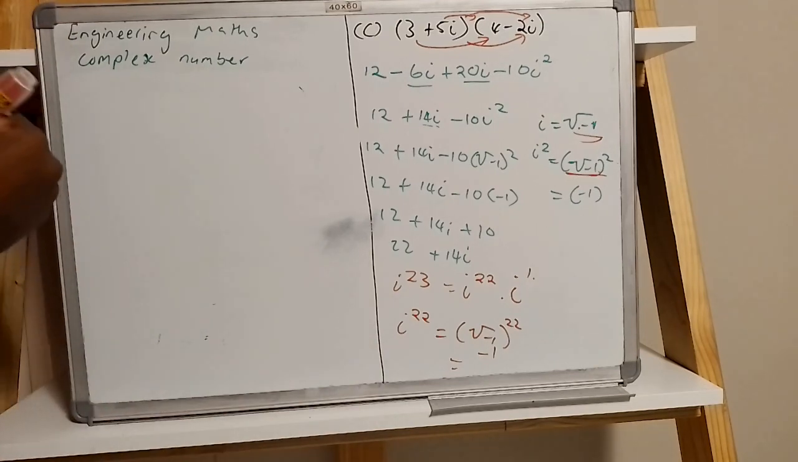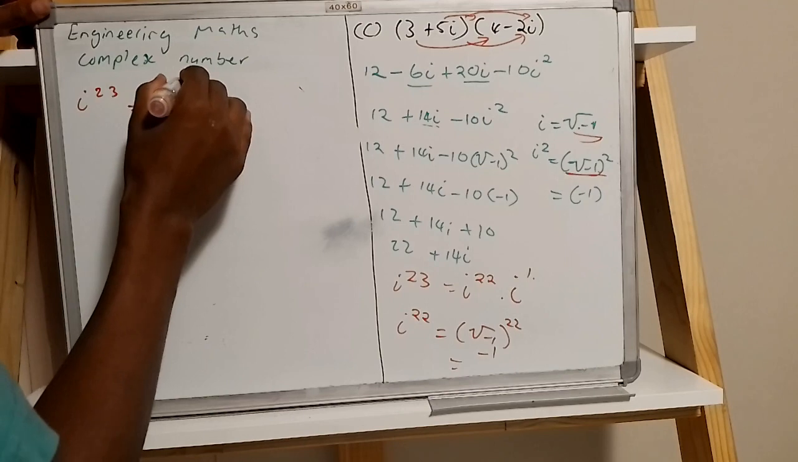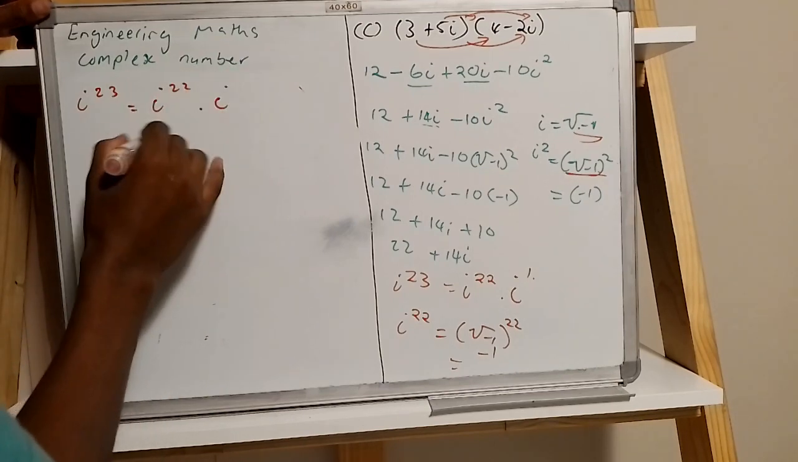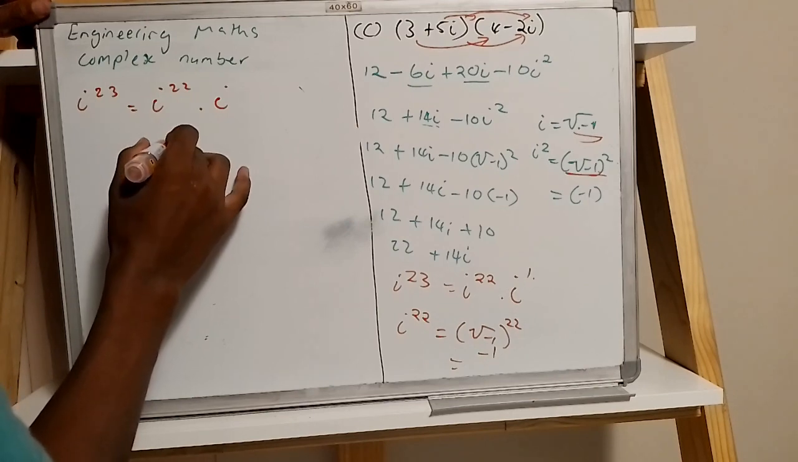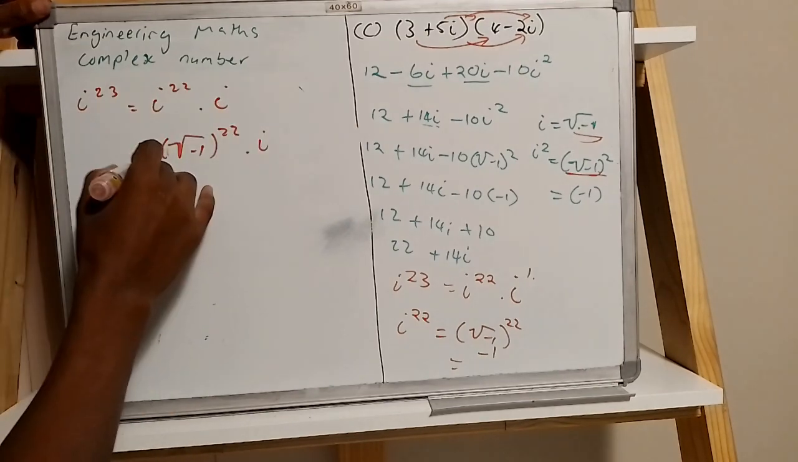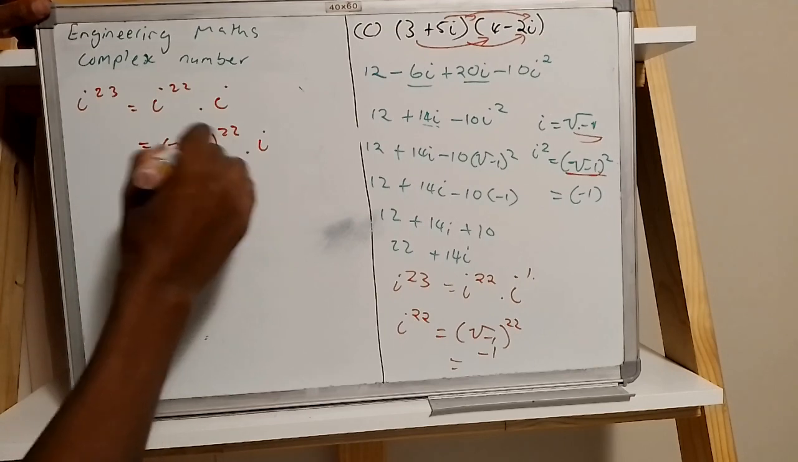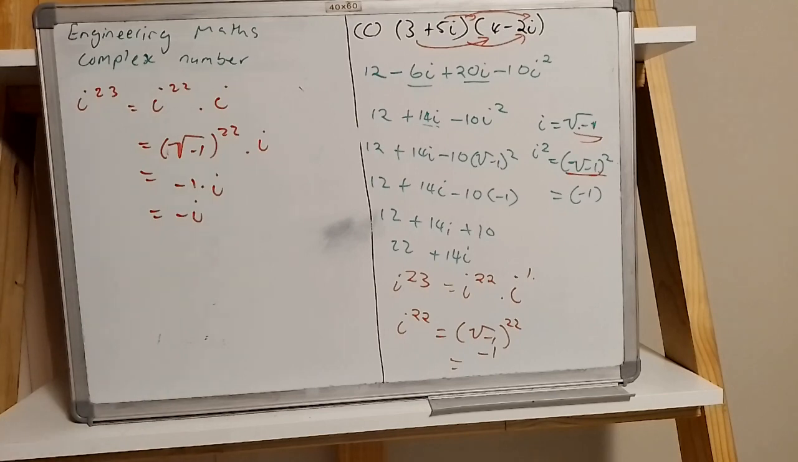So if I have i to the power 23, this can be written as i to the power 22 multiplied by i. Then this will give me negative 1 to the 22, multiplied by i. And this will give me negative 1i, or negative i. That is my solution. As simple as that. Let's confirm with our calculator.